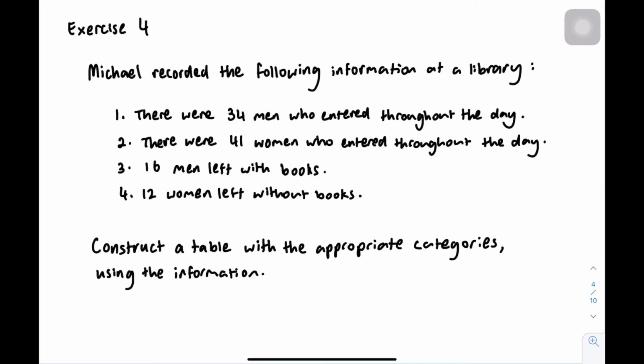Exercise 4. Michael recorded the following information at a library. 1. There were 34 men who entered throughout the day. 2. There were 41 women who entered throughout the day. 3. 16 men left with books. 4. 12 women left without books. Construct a table with the appropriate categories using the information.